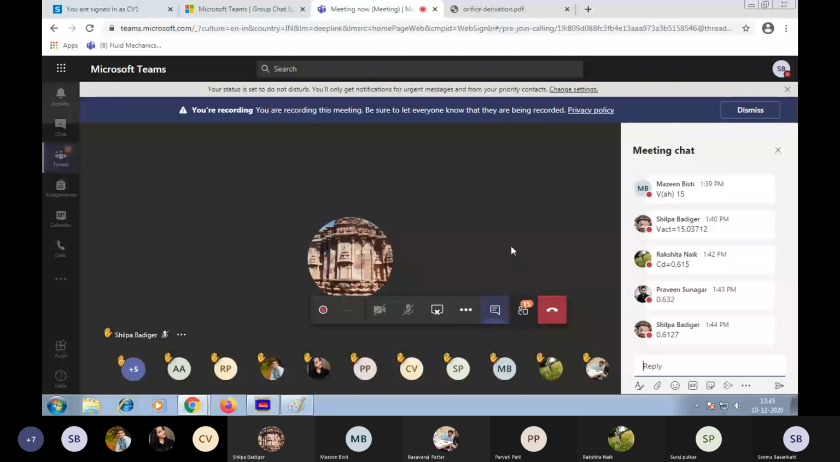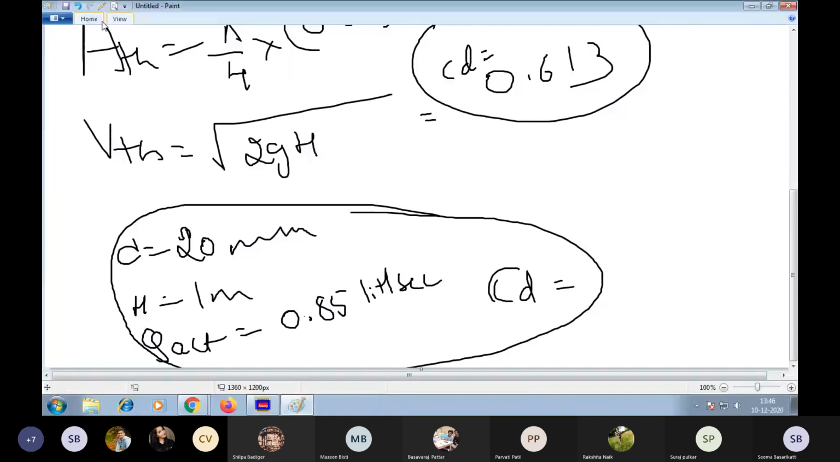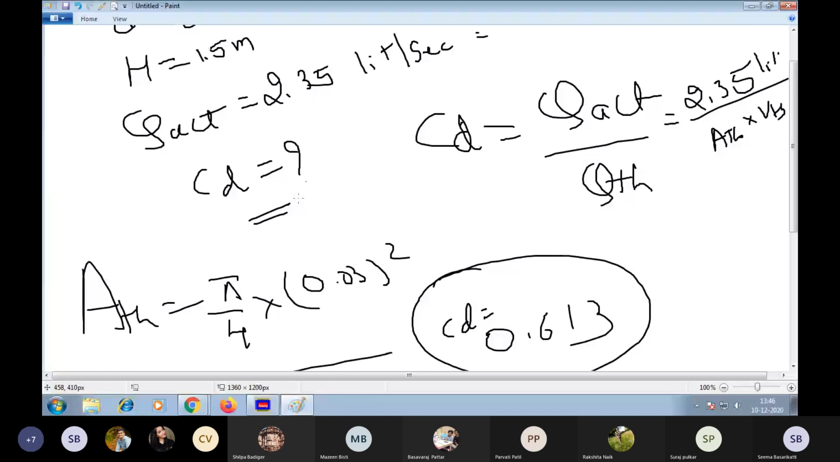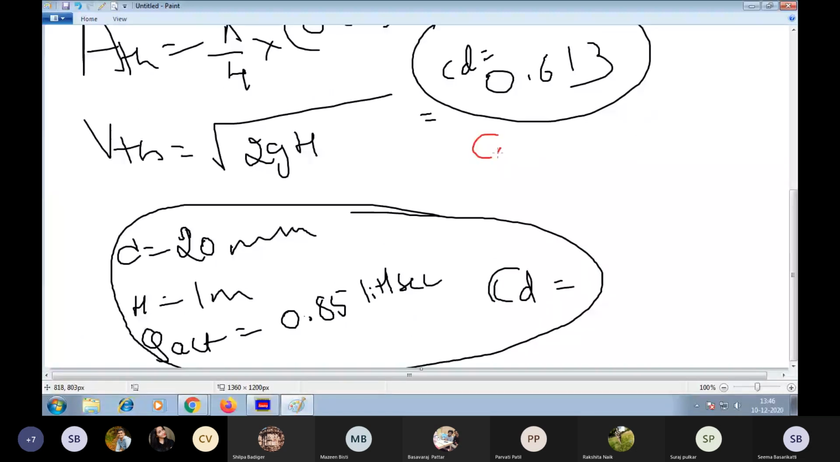Okay, fine. So this is all for today. In the next class, I will be explaining the experimental determination of hydraulic coefficients. Students, there are two types of hydraulic coefficients. The hydraulic coefficients which we have discussed today, that is CD, CV and CC, are theoretical. The experimental determination of hydraulic coefficients I am going to explain in the next class.